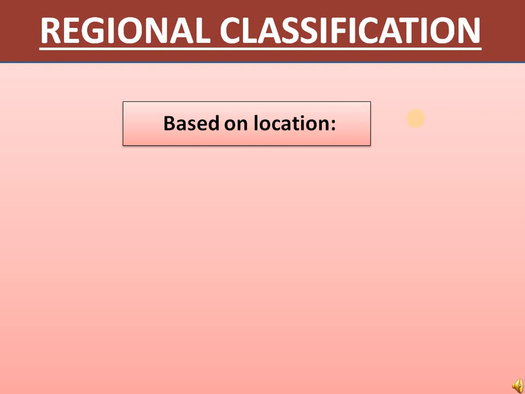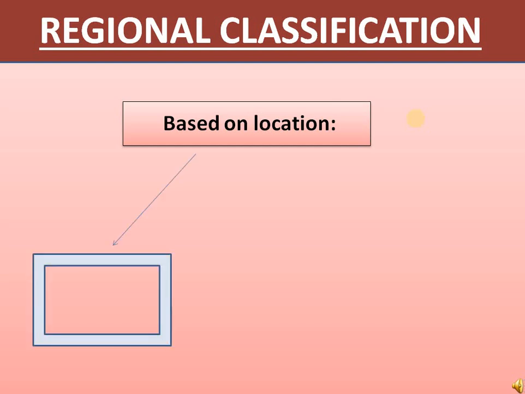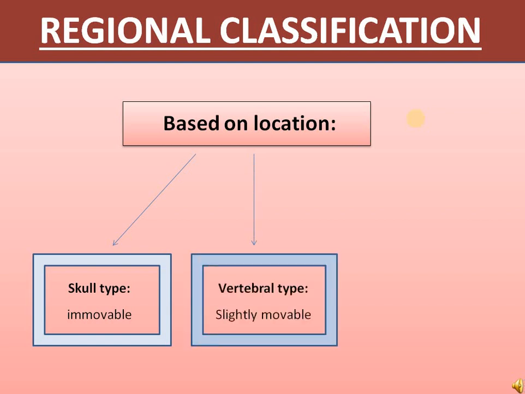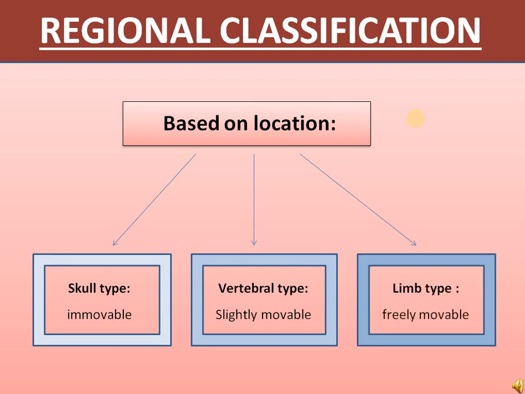The regional classification is based on the location, that means the area where the joints are present. The first variety is the skull type. These are immovable joints and the examples are the sutures of the skull. The second type is the vertebral type, which has slightly movable joints, and the examples are the intervertebral joints between the vertebral bodies. The third type is the limb type, and these are freely movable joints, and the examples are the shoulder, elbow, hip, knee, ankle and wrist joints.